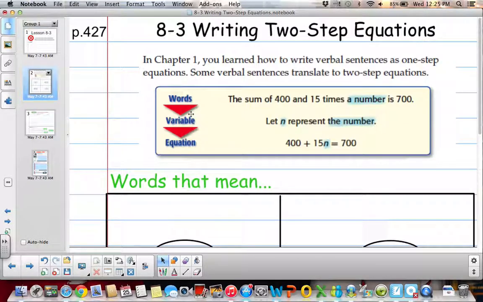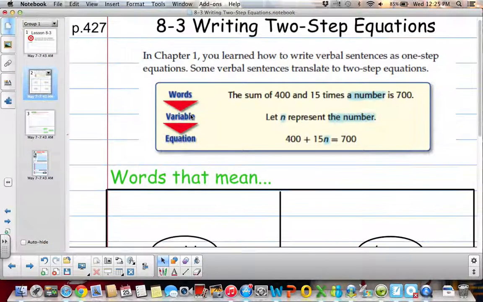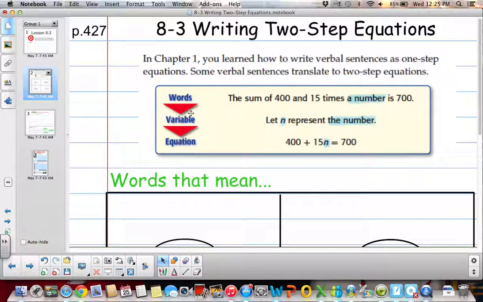So as we're writing equations, we need to be able to understand when to use addition, subtraction, multiplication, or division. We learned way back in chapter 1 how to write one-step equations when we were given word problems or verbal sentences, but now sometimes when we're given more numbers and more operations, then it leads into two-step equations or even multi-step equations, which could be more than two steps.